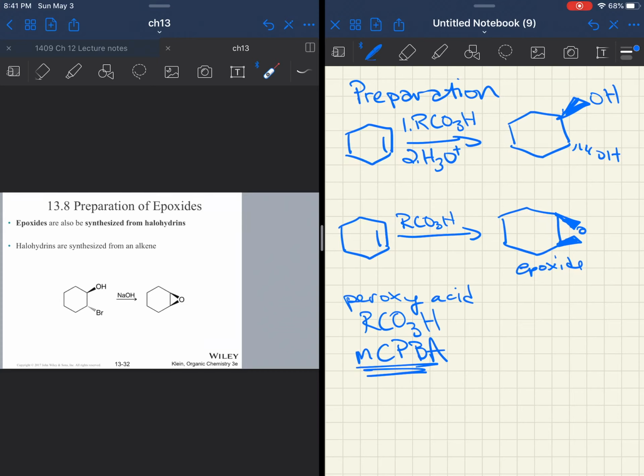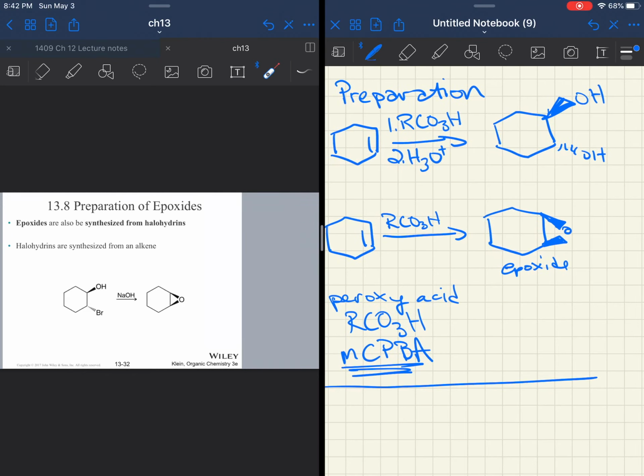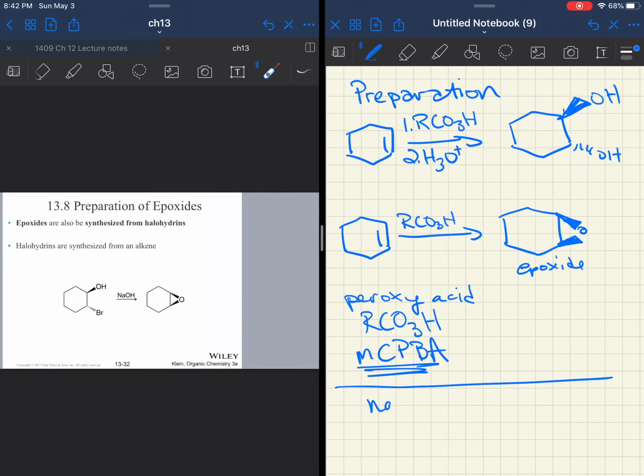The other way you can prepare it is really just Williamson ether synthesis, but cyclic, right? So if you have a halohydrin, and you guys know how to make these from chapter 8, right? You have an OH on one side, you have a bromine on the other, or chlorine, or even iodine.